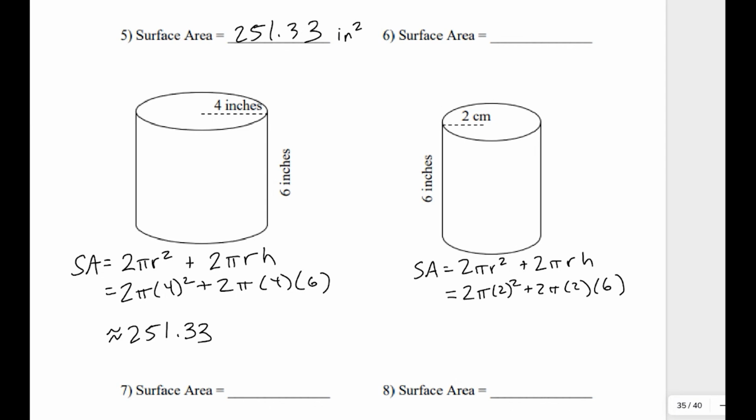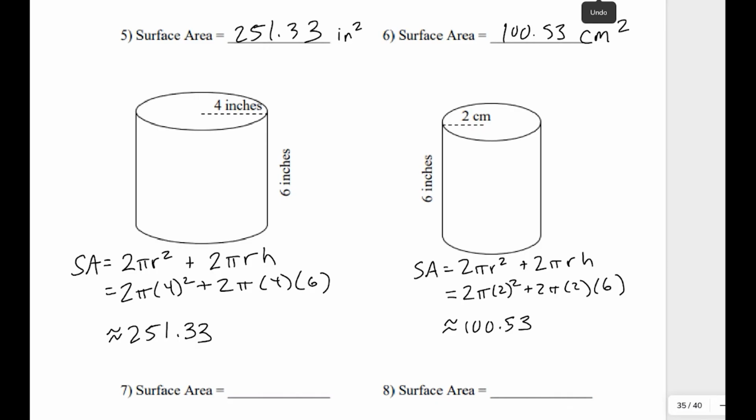So, okay, with this second one, it's got a radius of 2 and a height of 6. So we're just going to substitute in 2 for r and 6 for h, throw everything into the calculator, and this one ends up having a surface area of 100.53 square centimeters. Oh, nope, I wrote inches. Okay, good thing I caught that. Yep, square centimeters.